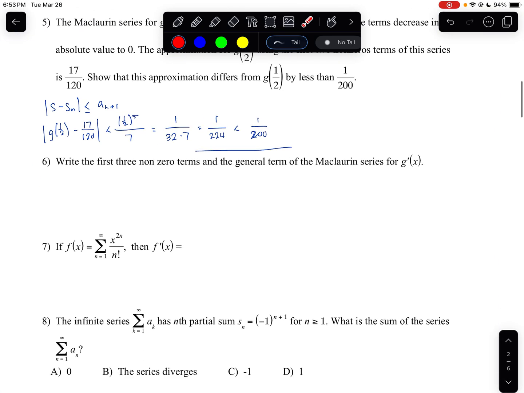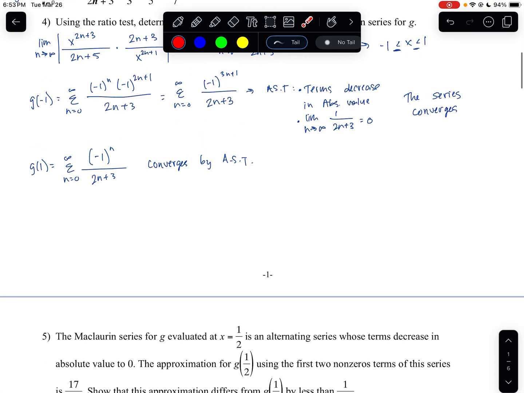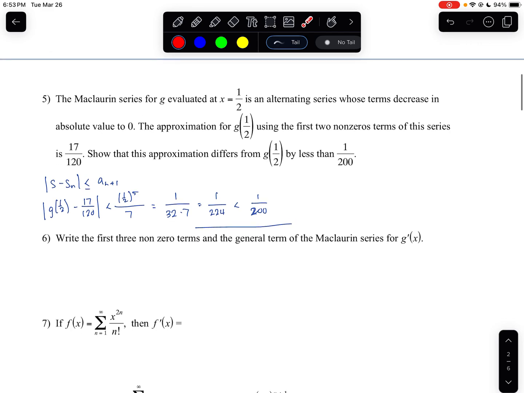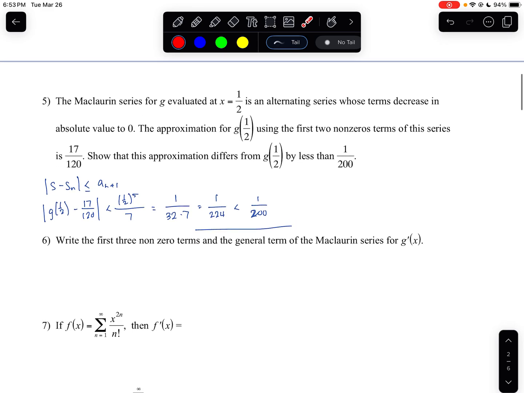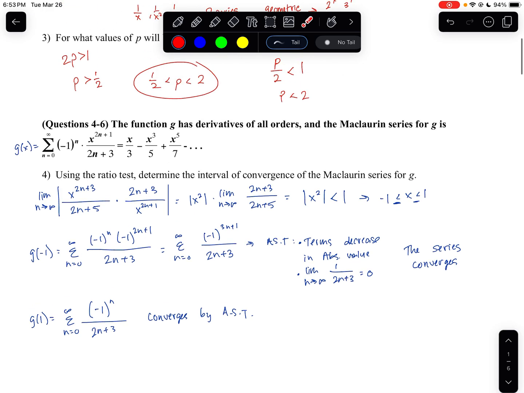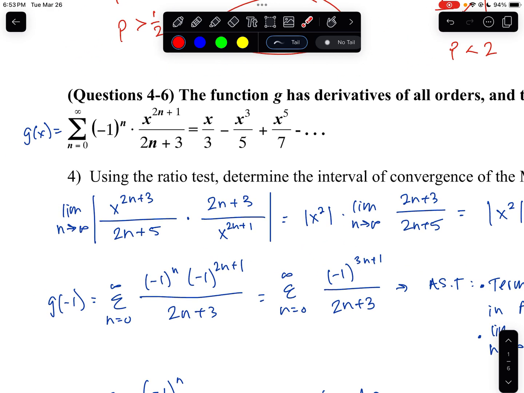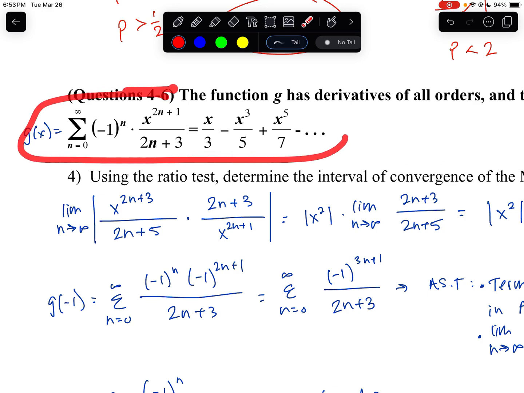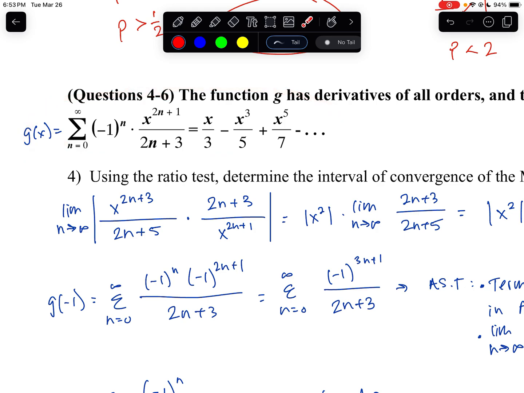There you go. Okay, and for the last part of this question, write the first three non-zero terms and the general term of the Maclaurin series for g prime of x. I'm going to do that up here for the sake of not having to go back and forth. This series right here represents g of x. It wants us to find g prime of x. This really gets a lot of students confused, because they'll look at something like this and they're thinking, so I'm going to differentiate in terms of x.